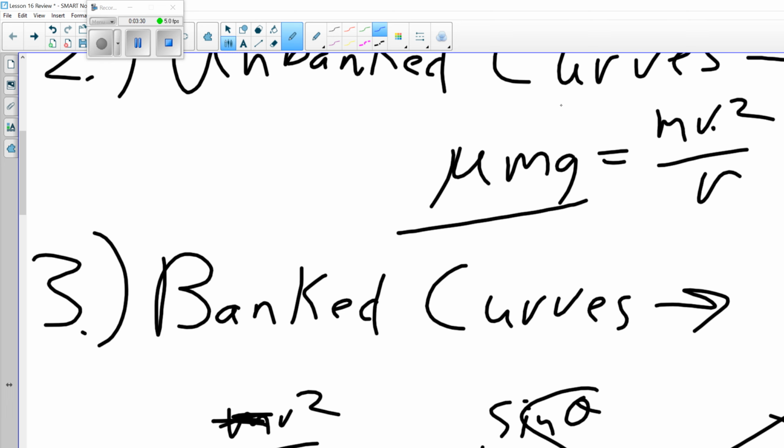Okay? You are not going to be asked to derive the formula for a banked curve because that formula is on your formula sheet and is on the front of the test. But it is tan of theta equals v squared over r times g. Should you expect a banked curve question on your exam? Yeah, I would.